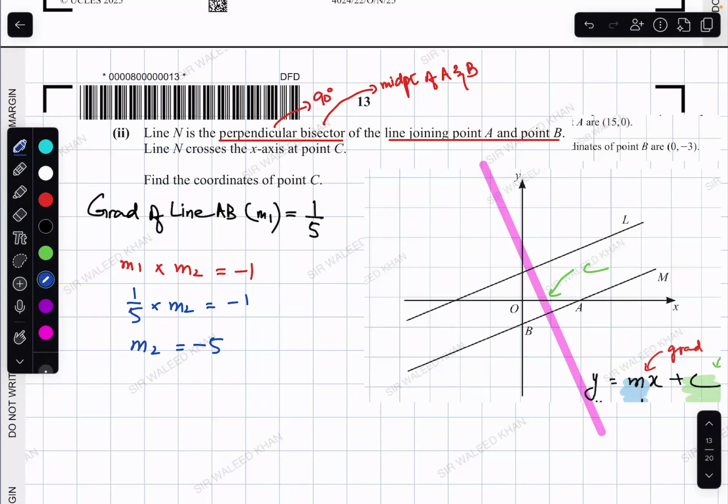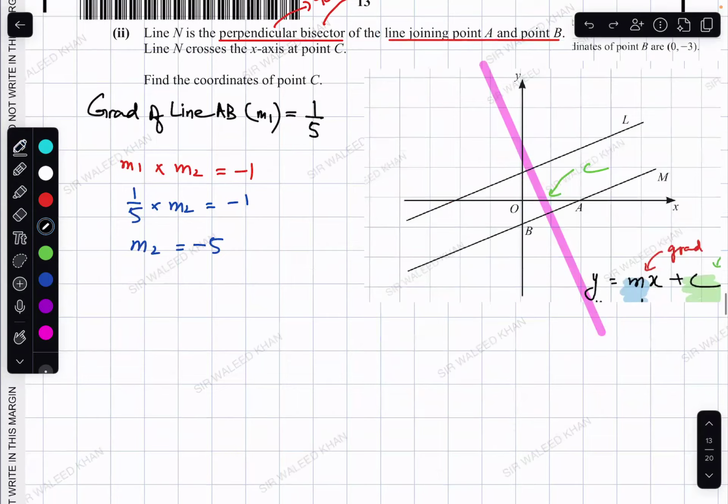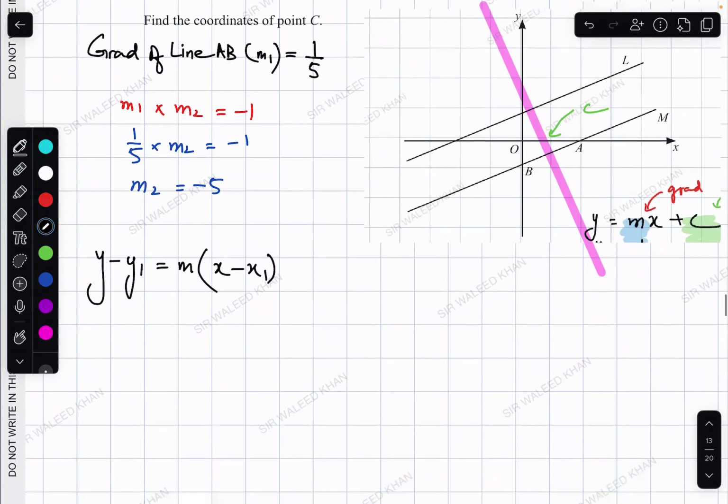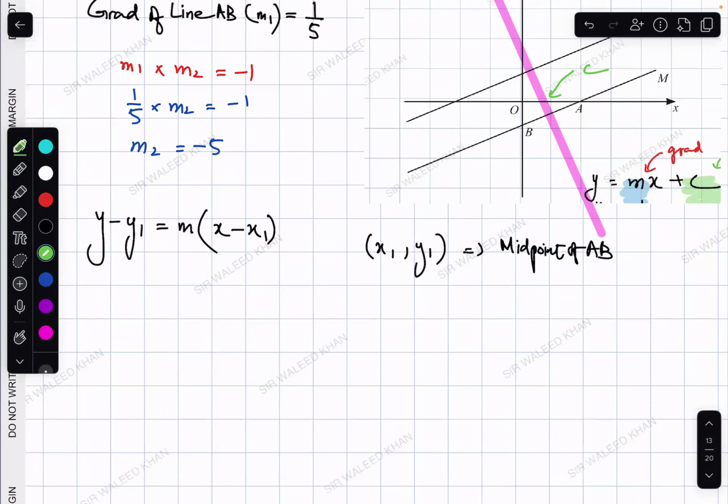Now I can use this gradient and a point on the line into this equation to figure out the equation of this pink line. And that point on the line, which is referred by x1 and y1, will be the midpoint of AB, because the line is passing through the midpoint of AB. So first we figure out the midpoint of AB.